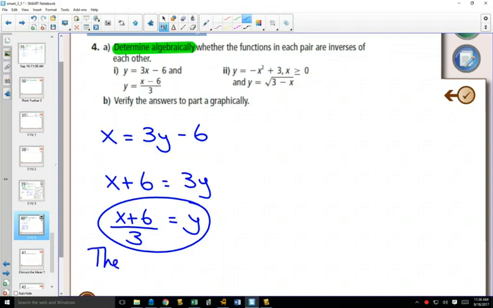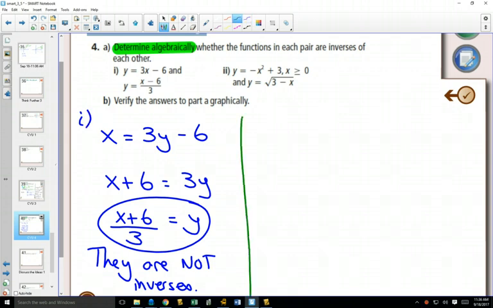So they are not inverses. Because this one has a plus sign in between the x and the 6, and the one that they suggested had a minus sign in between the x and the 6. In the second one, notice that they have restricted the domain.